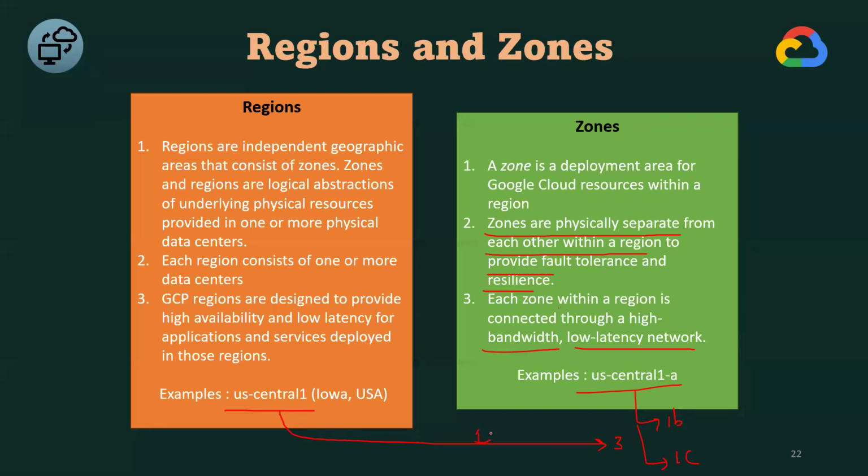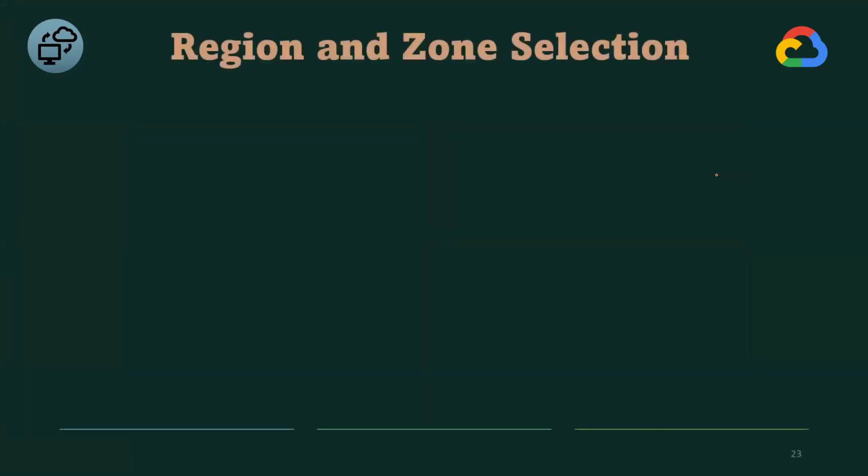US Central 1C. As I told you, one region will be having three zones. One region is equal to three zones. It's a collection of zones. Minimum three zones will be there. Okay, so that is how it is. And the important aspect is here. So now I know what is a location, what is a region, and what is a zone.